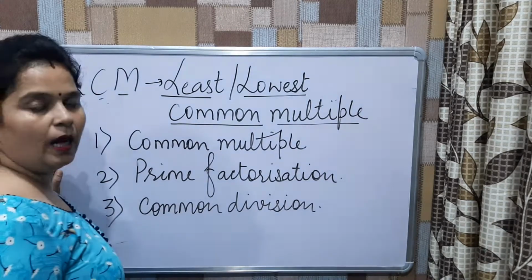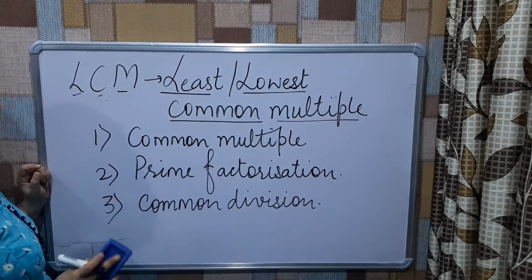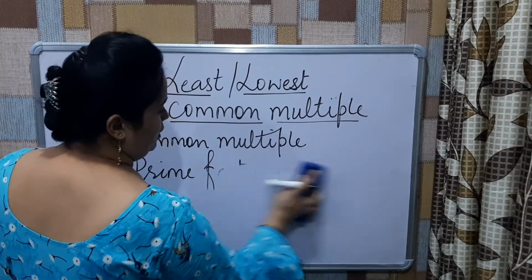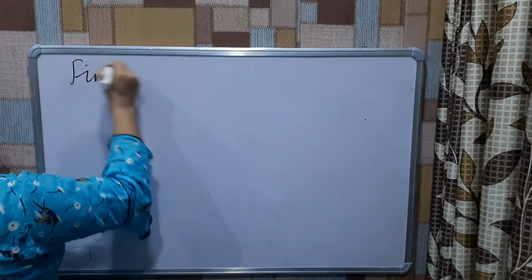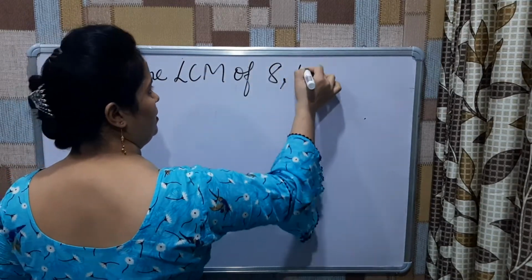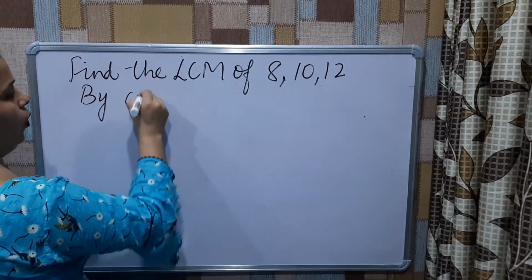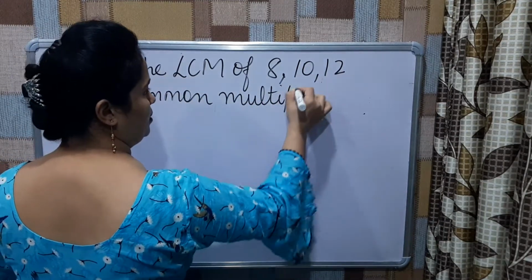For all the three methods, I will take three numbers only. I am not going to change the numbers every time. At the end, we will try to find out the conclusion, why I took the same numbers every time. Suppose you have to find the LCM of 8, 10 and 12. First of all, I am going to solve it by common multiple method.